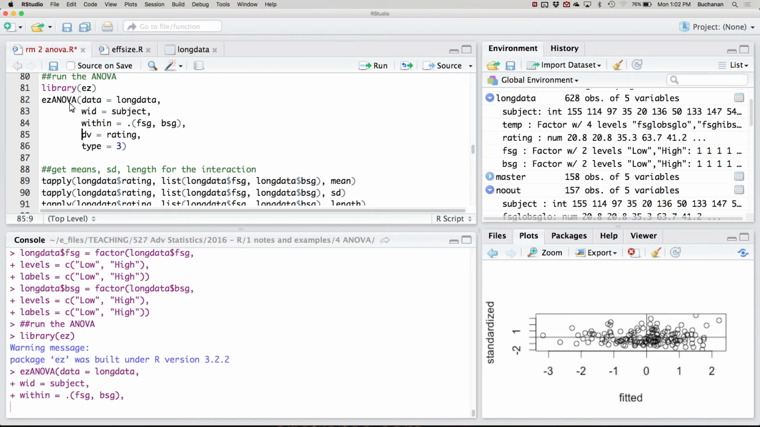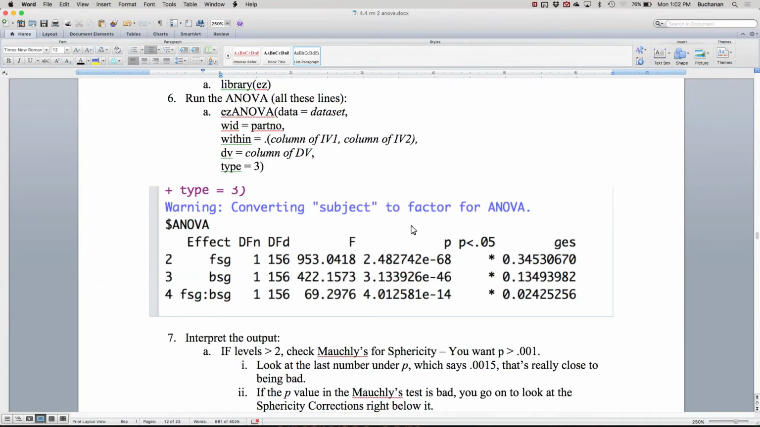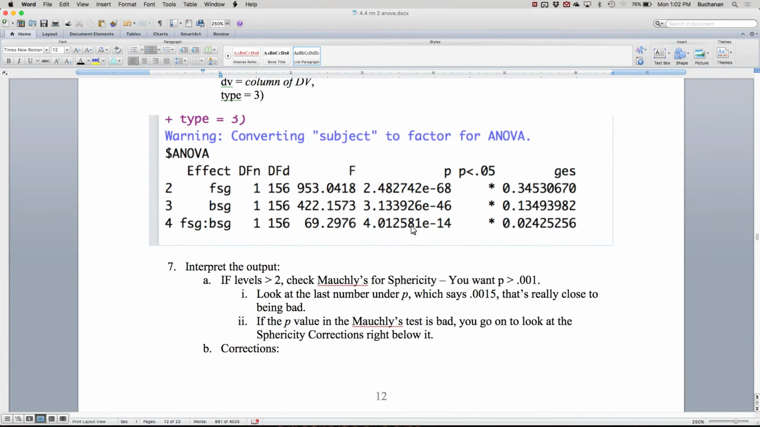All right, I'm going to run my ANOVA. Over here, you notice no Mauchly's. We only have 2 levels, so it won't give it to me at all. So I put a little note here. This right here is the same as the last class. I just left it in. But it has this new if levels are greater than 2.